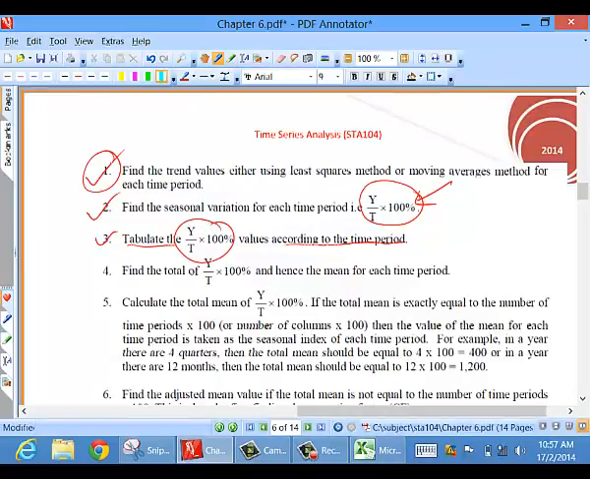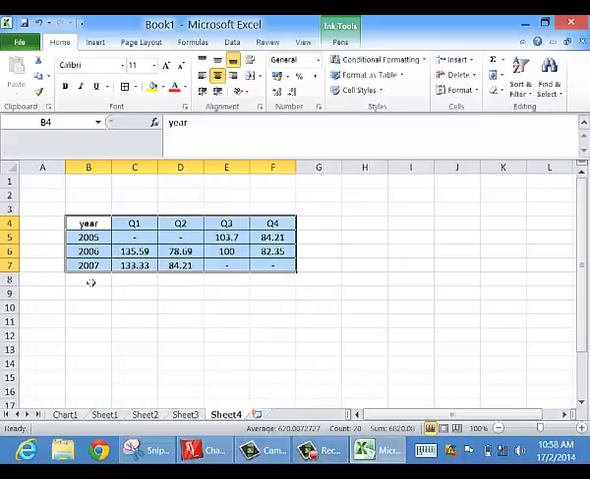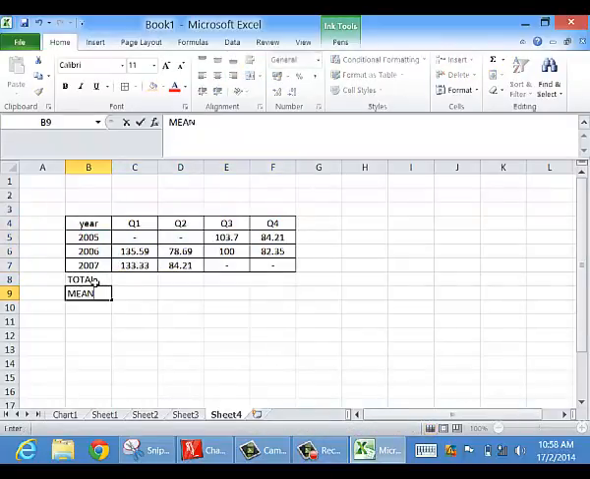Now continue to step number 4. Step number 4, find the total of seasonal variation. This is your seasonal variation. Seasonal variation S equal to Y divided by T multiplied with 100%. Right. So from now on we call it S. Find the total S and hence find the mean for each time period. So next you need to create another row, total and mean.